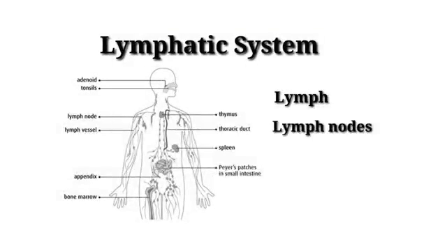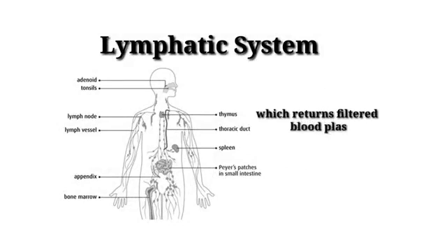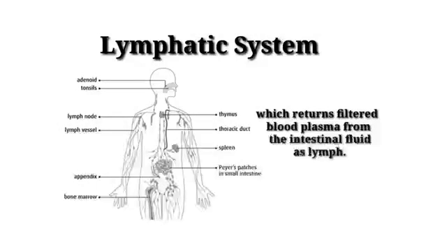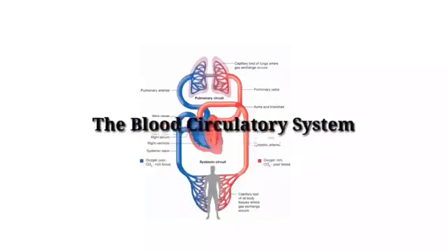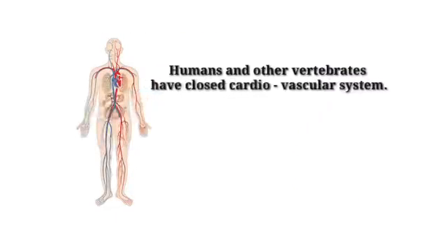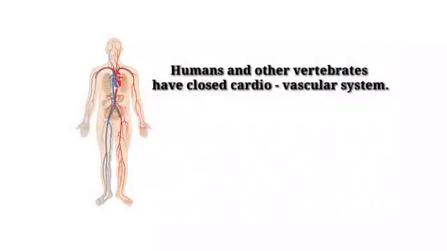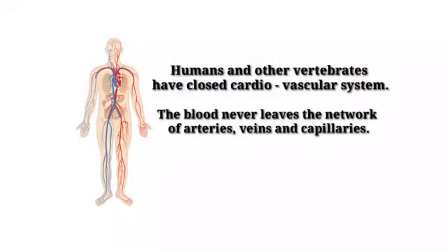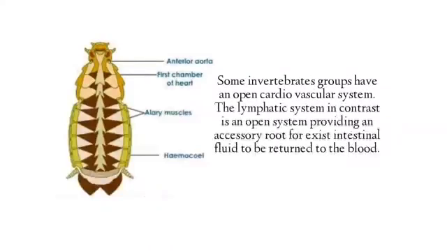The lymph nodes and lymph vessels form the lymphatic system, which returns filtered blood plasma from the interstitial fluid as lymph. The circulatory system of the blood has 2 components, a systemic circulation and pulmonary circulation. Humans and other vertebrates have a closed cardiovascular system, which means that the blood never leaves the network of arteries, veins and capillaries. Some invertebrate groups have an open cardiovascular system.